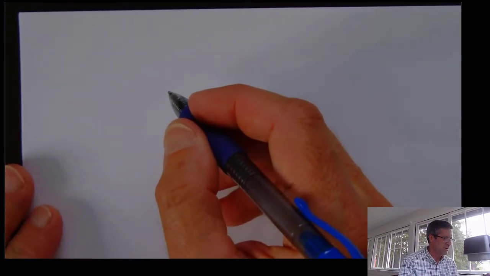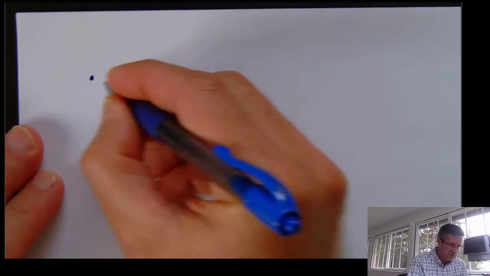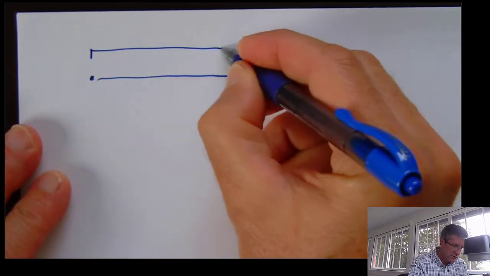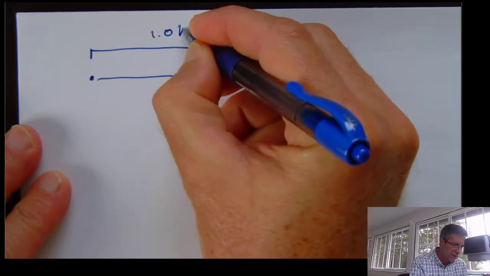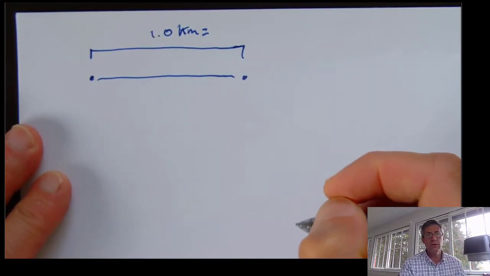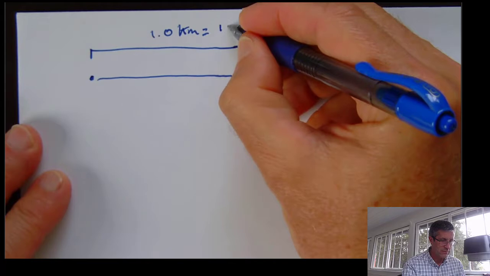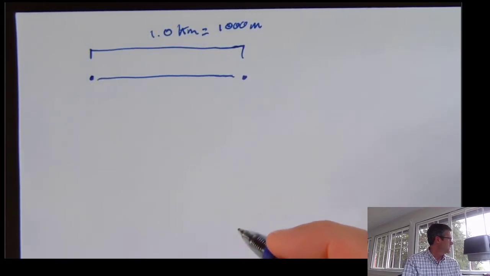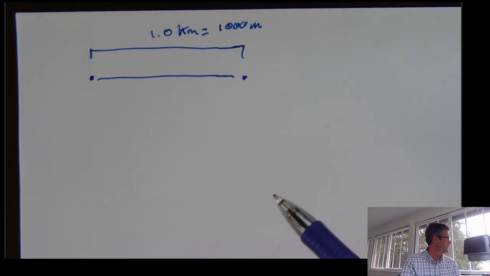It says a commuter train travels between two downtown stations because the stations are only 1 kilometer apart. Okay, diagram. So I've got two stations, 1 and 2. It's going to travel between these two, and the distance between them is 1.0 kilometers. Right away, I'm going to turn that into meters, so 1 kilometer is 1,000 meters. I don't want to make a mistake with my standard unit.